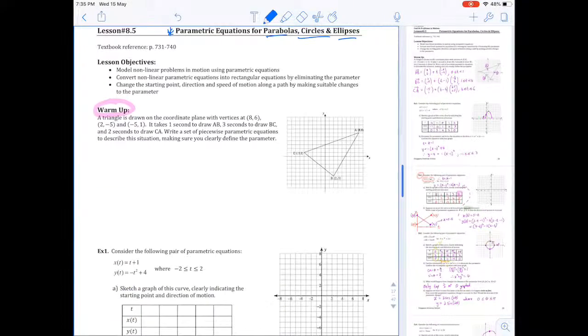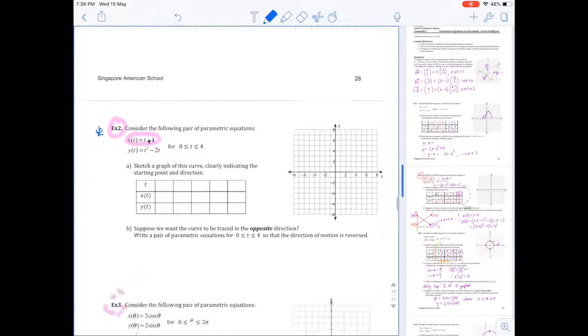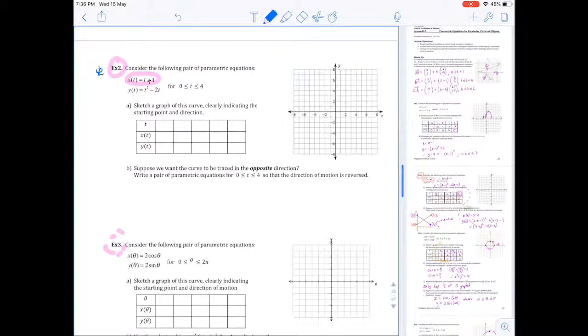Okay, very first example, the warm-up question. This one is based on parametric equations that model the tracing of a triangle. I'm going to skip over this because you already have a video that will take you through it, so I want to get straight into example number 2.